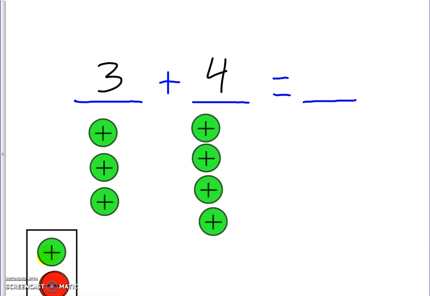Here's my little chip bank in here. So I take as many positives as I need. Maybe I'll need some negatives. I'll take some negatives if I need them. And I'm going to create and build this addition problem.